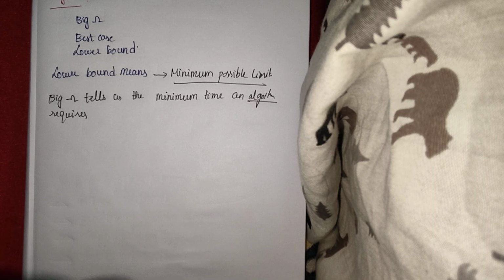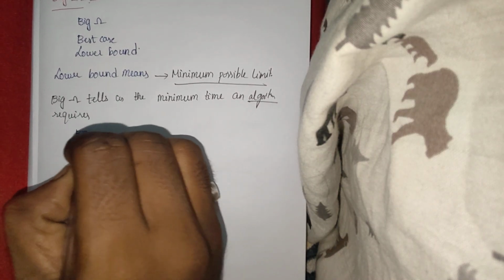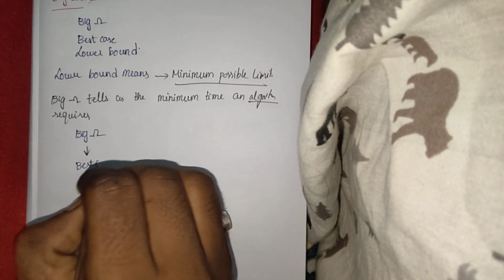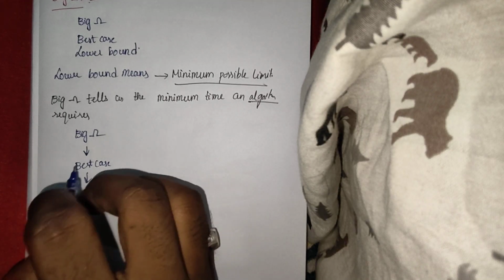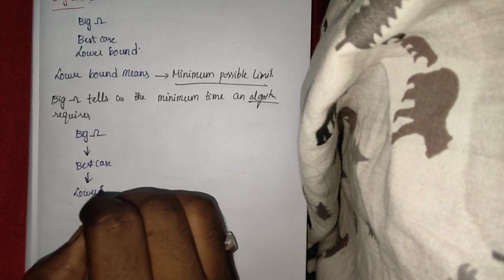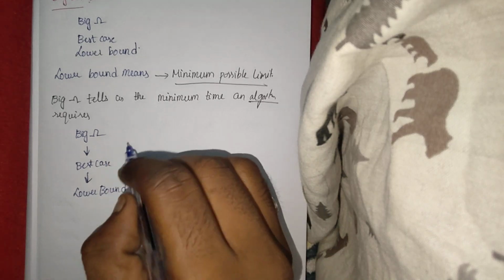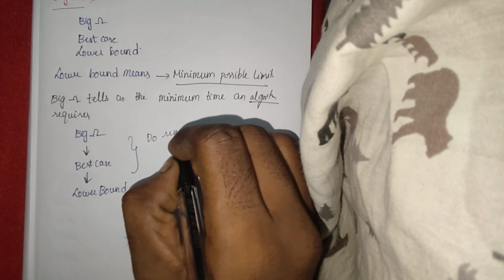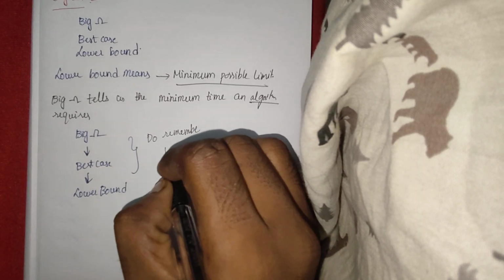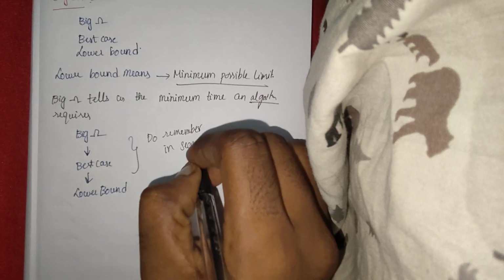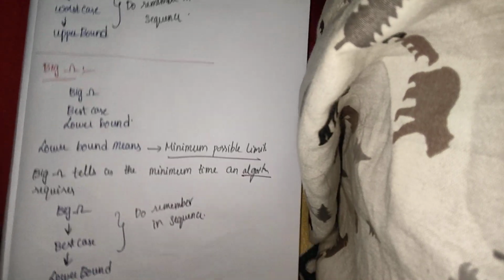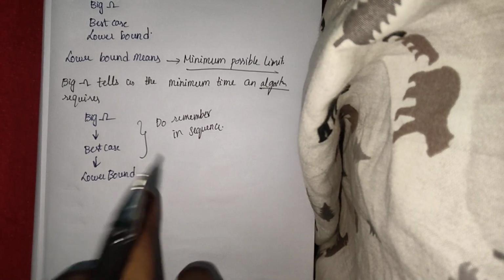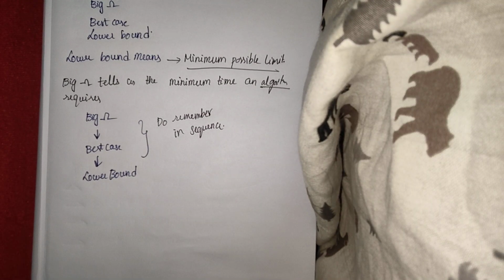So similarly, big omega is best case lower bound. Do remember this in sequence also, just like big O, as I have explained about big O earlier. So I have to remember big omega also in sequence.